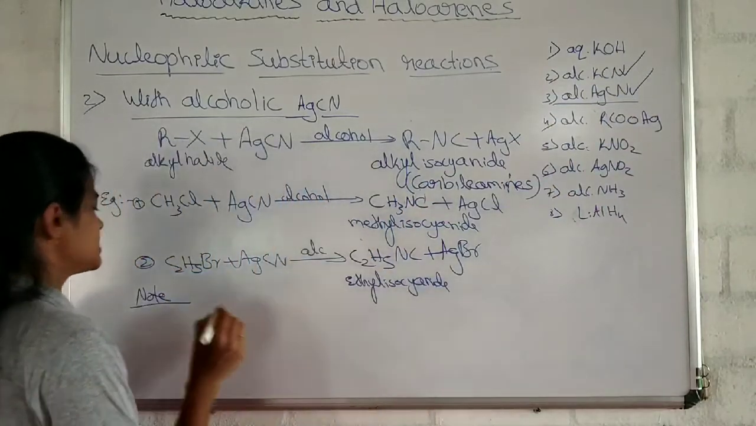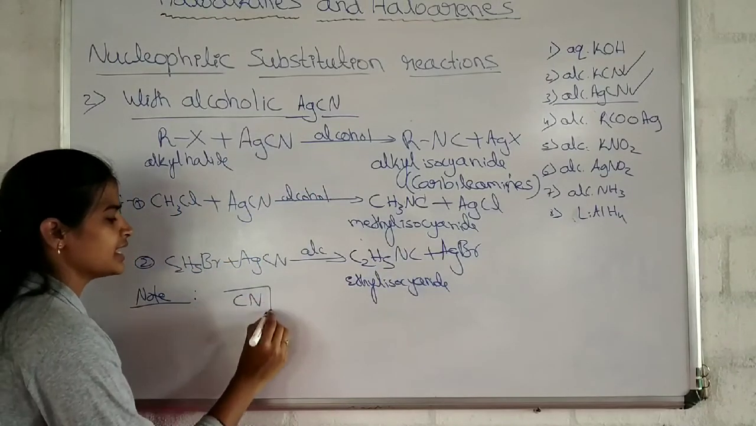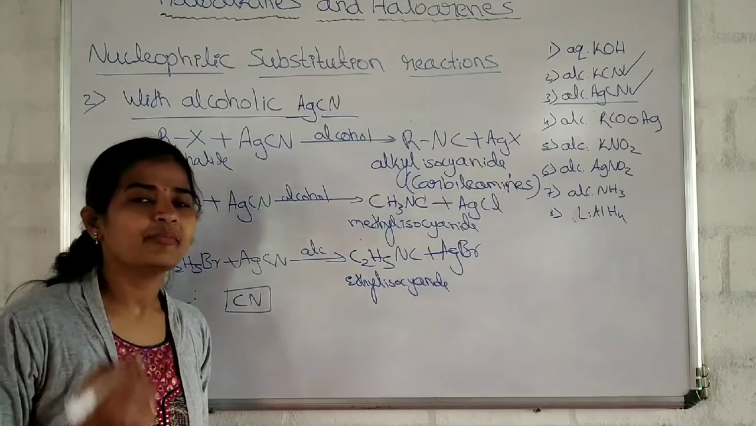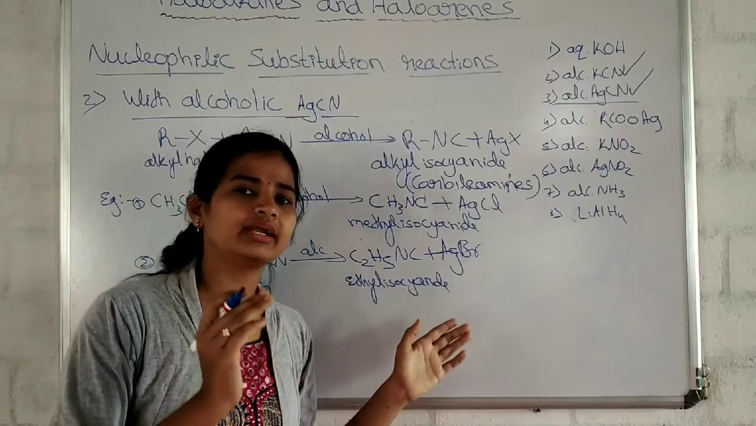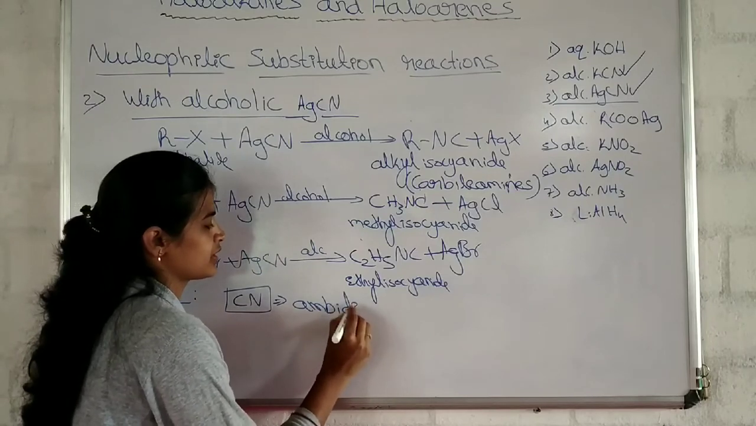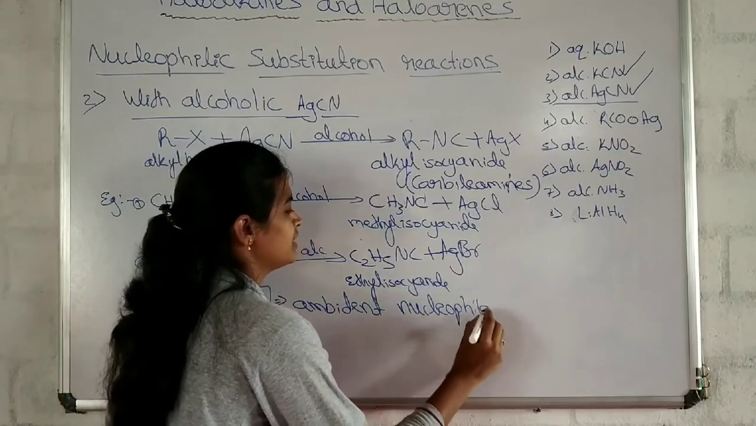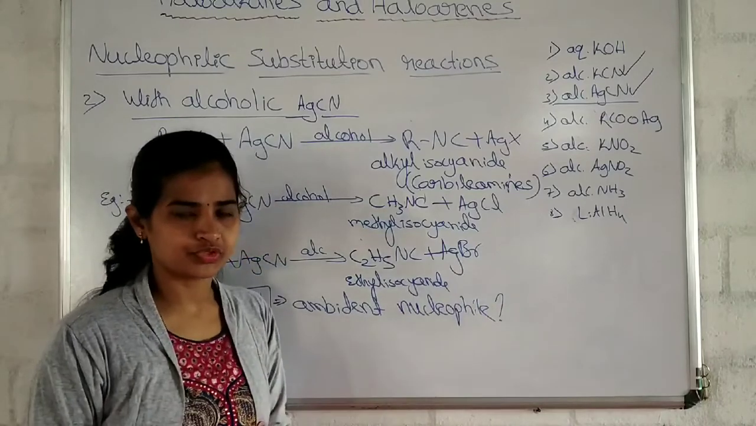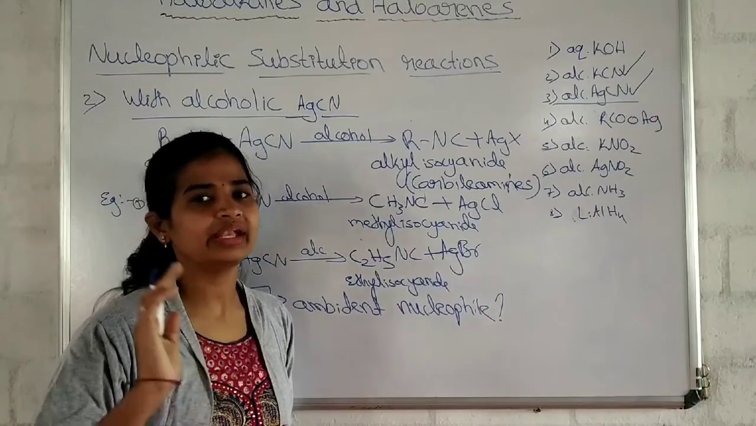To understand that, you should understand the nature of the cyanide. The cyanide ion is an ambident nucleophile. What is the meaning of ambident nucleophile? The nucleophile which can attack through both atoms is called an ambident nucleophile.